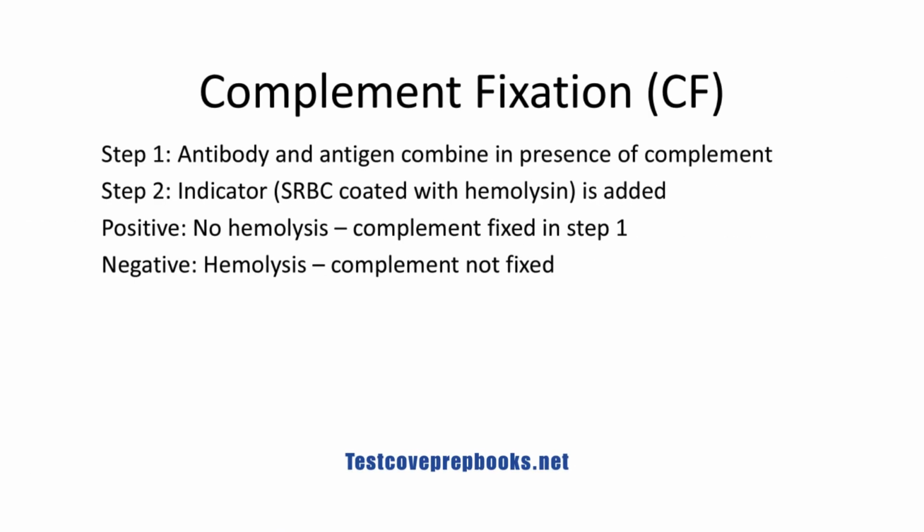Our next principle is complement fixation. In this method, antibody and antigen are allowed to combine in the presence of complement. Next, we add an indicator, which is sheep red blood cells coated with hemolysin. If complement was already fixed in the first step, it will not be available for the indicator system, and no hemolysis occurs. This is a positive test.